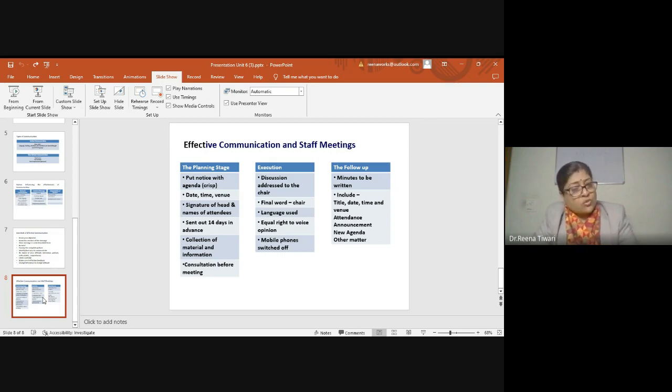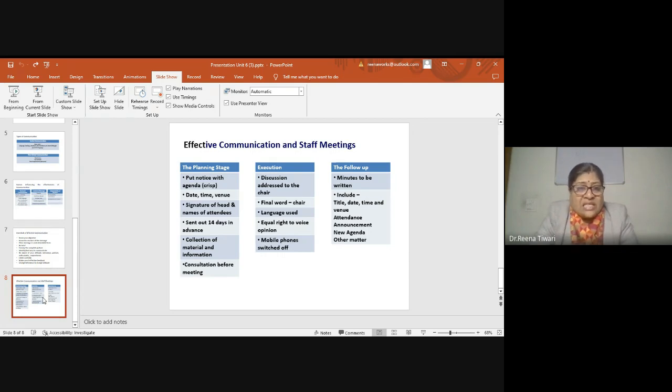If we want the meeting and the communication to be effective, it is essential that proper directions are given, that all discussion is addressed to the chair, and that all listen very attentively. After discussion and suggestions, the final word will be from the chair, whoever is the chairperson of that meeting. It may be the head teacher, or if it is related to examination, the examination controller can be the chair. And what language should be used should be clear.